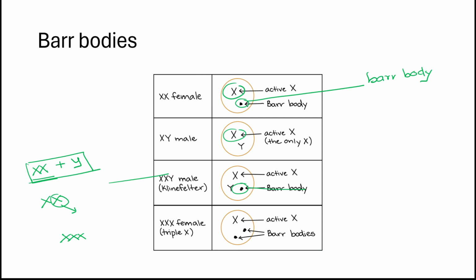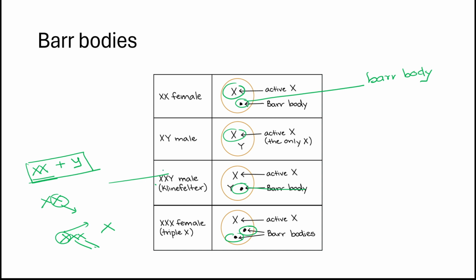So something a bit beyond your level, not required in fact. But what you can see is now there are 3 X's. Only one of them needs to be functional. The other two will degenerate to form two Barr bodies. So in a normal female, you'll have a single Barr body. In a normal male, there will be no Barr bodies. And in Klinefelter, you would see a single Barr body, even though it's a male.